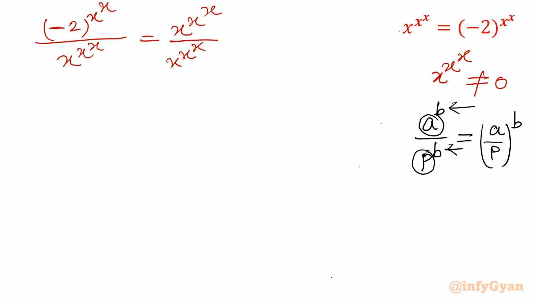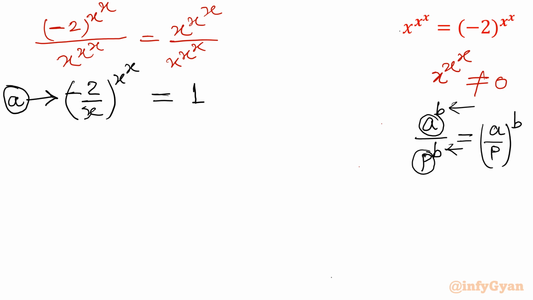So I will write (-2 over x) raised to the power x power x equal to 1. Now see very carefully, this one is our a as per our form, and x power x is our b. So let's form three cases: case 1, case 2, case 3.